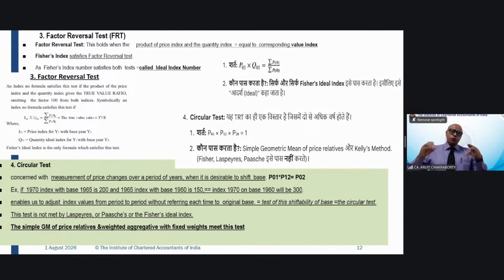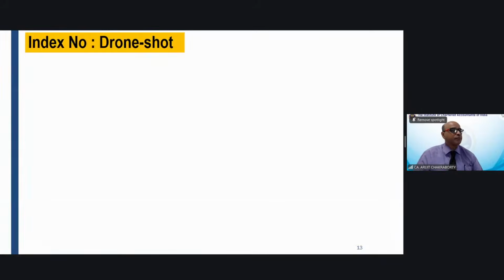यानी जो normal, जो आम index numbers हैं, Laspeyres index, Paasche's index, Fisher's index, ये तीनों index numbers कोई भी circular test pass नहीं करते. So please note, this circular test seems to be a very difficult test. So none of the index numbers are passing the test.